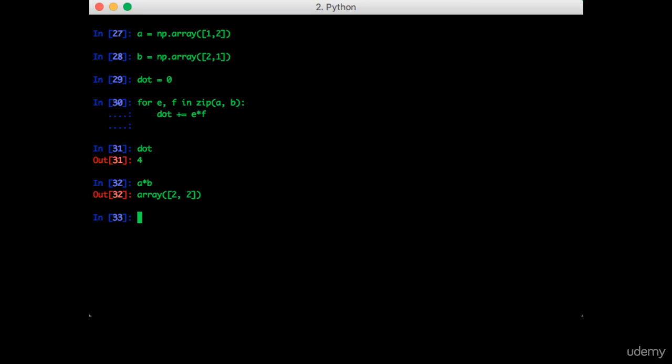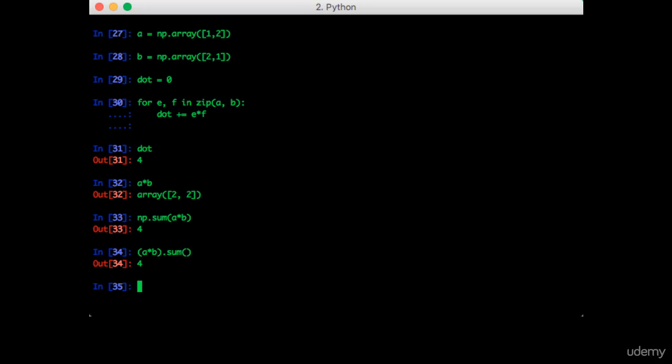Luckily, NumPy has a sum function that allows us to do just that. So we call np.sum, and we pass in A times B. So that gives us the expected result. One interesting thing about NumPy is that the sum function is an instance method of the NumPy array itself. So an alternative way of doing this would be (A times B).sum(), and that gives us the same answer.